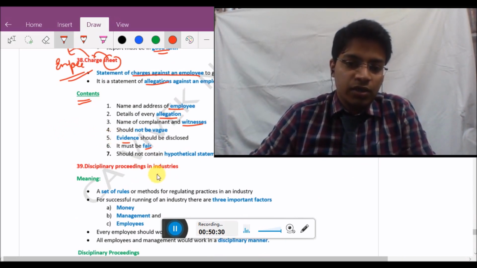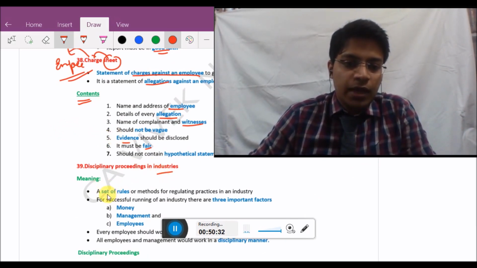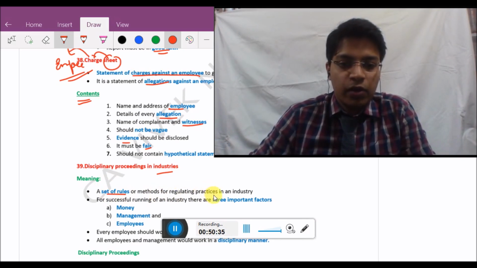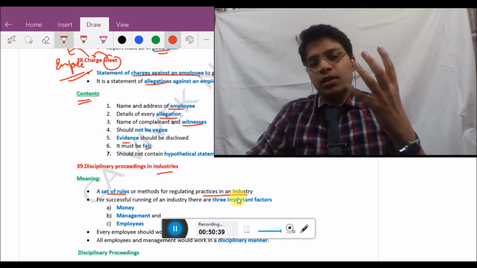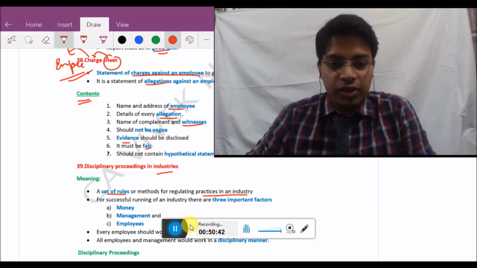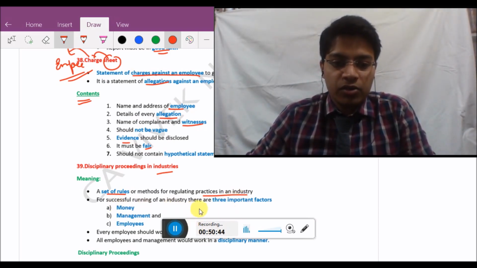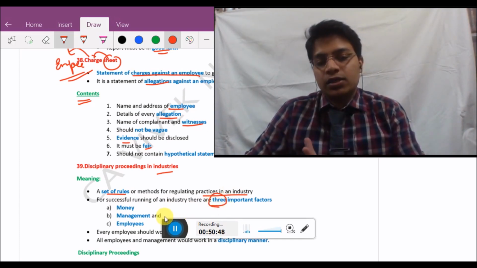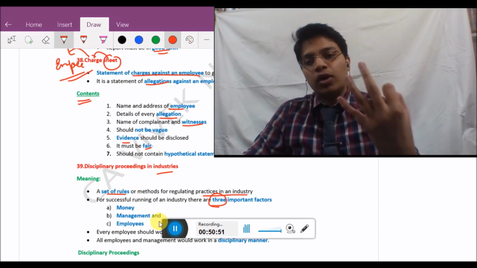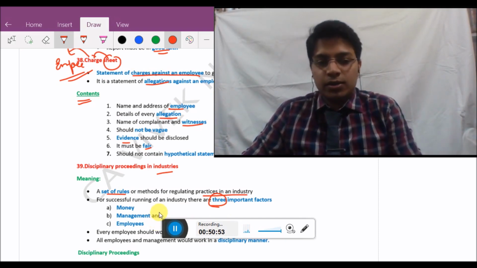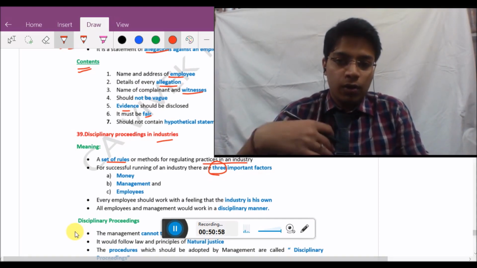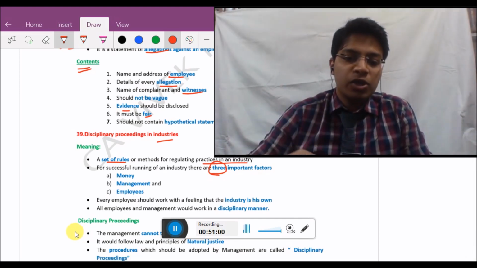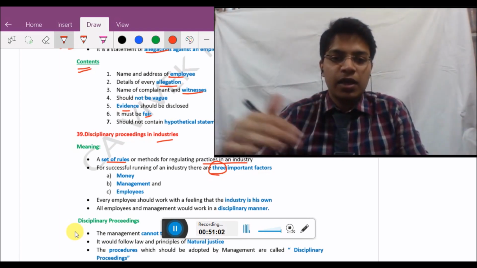Disciplinary proceedings in industries, meaning a set of rules or methods for regulating practices in an industry. For successful running of an industry, there are 3 important factors: money, management, and employees. Every employee should work with the feeling that industry is his own. All employees and management should work in a disciplinary manner.